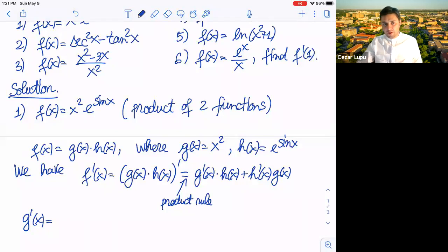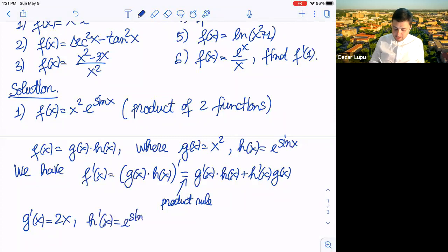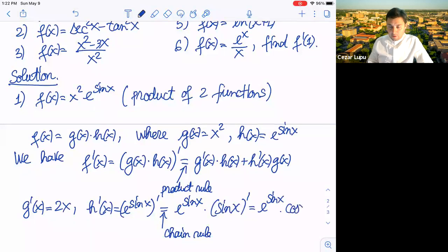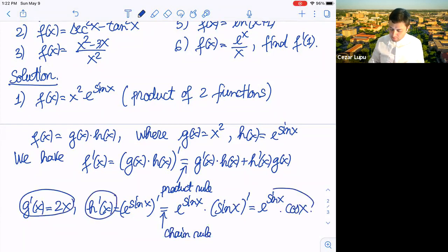It's 2x, yes, exactly. And now let's see h prime of x. It's a little bit more complicated. It's e to the power sine of x, prime. To compute the derivative of this, we're gonna use what? The chain rule, exactly. So by the chain rule, this will be e to the power sine of x times sine of x prime. Or if you want, this is e to the sine of x times cosine of x, correct. So we have the derivative of g, we have the derivative of h. Great.